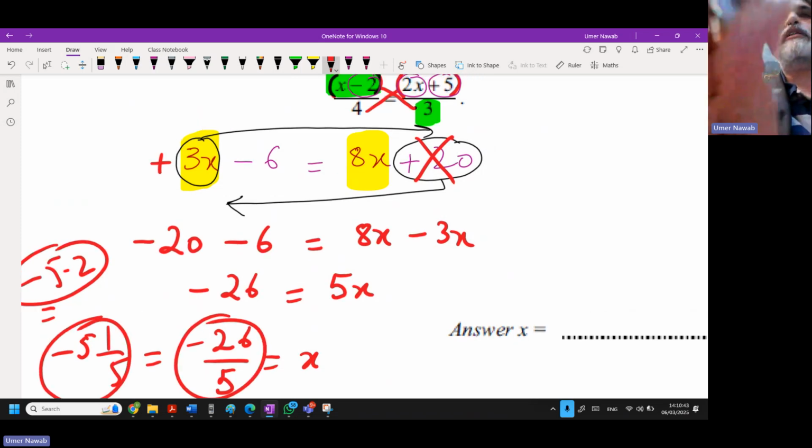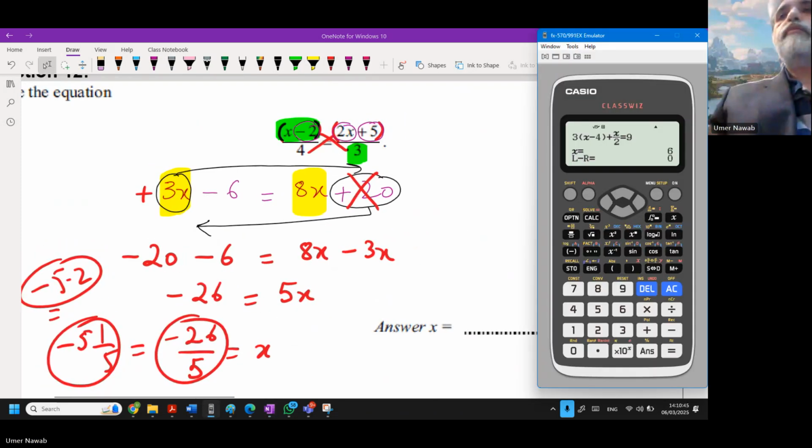I want to test my answer. Okay, is my answer correct? So I will copy the question, x minus 2 over 4. Then I write equal sign. Then I write here 2x plus 5 over 3, shift solve, and then I get my answer, -5.2.